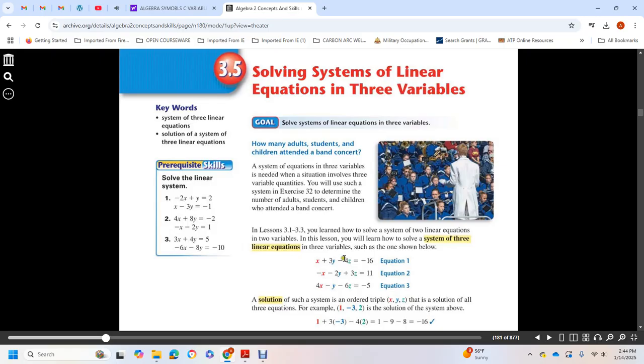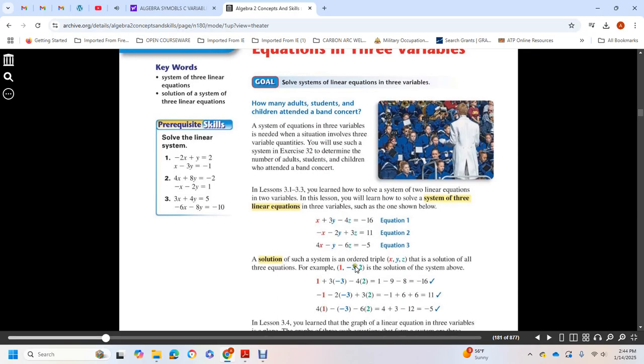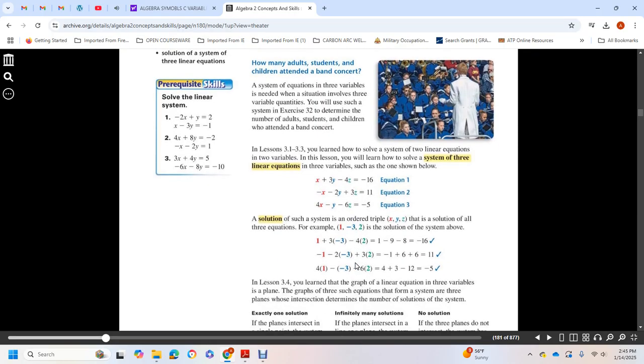A solution of the system is an ordered triple (x, y, z) that makes all three equations true, that is, a solution set of x, y, and z that satisfies the three equations.